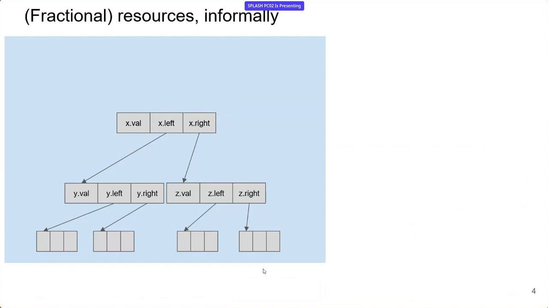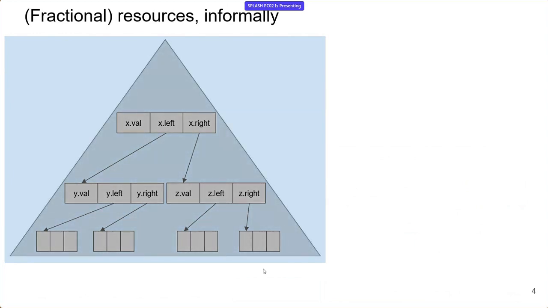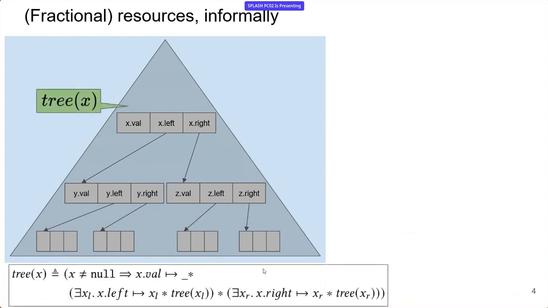But we want to reason about more complicated data structures, such as a binary tree here, where we have a value x.val on the heap, but also x.left that points to a left subtree, and x.right that points to a right subtree. And we can express permission to all of the nodes of the tree here using an inductive predicate, where this definition at the bottom just says that we have permission to x.val, we have permission to x.left, and x.left points to a value, and we also own the left subtree. Similarly, we have permissions to x.right, and we have permission to the right subtree.